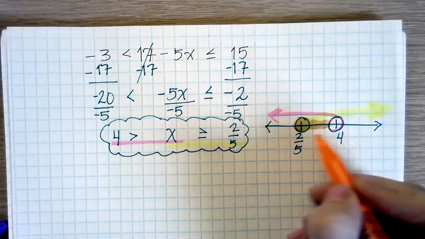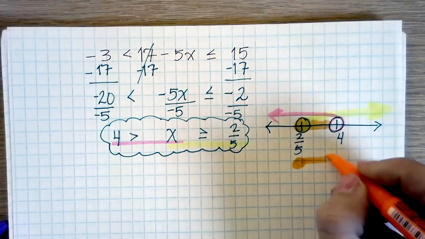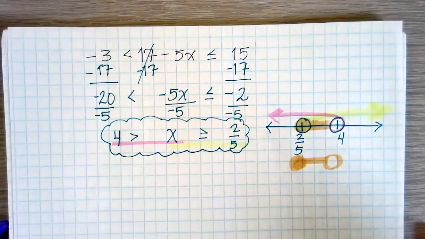So my answer is what's really shaded. So it's really a closed circle at 2/5. It's shaded in between, and then it's an open circle right there. So that is what we have going on right there, okay?